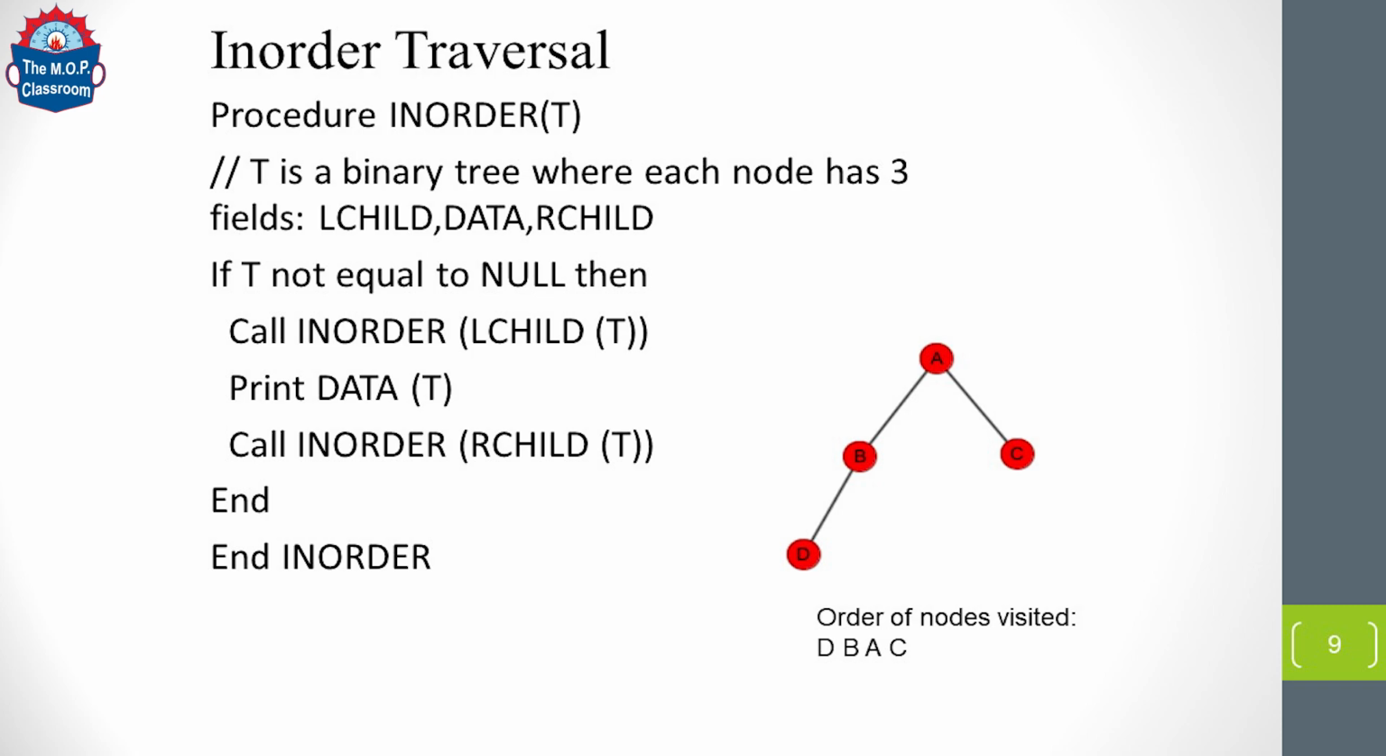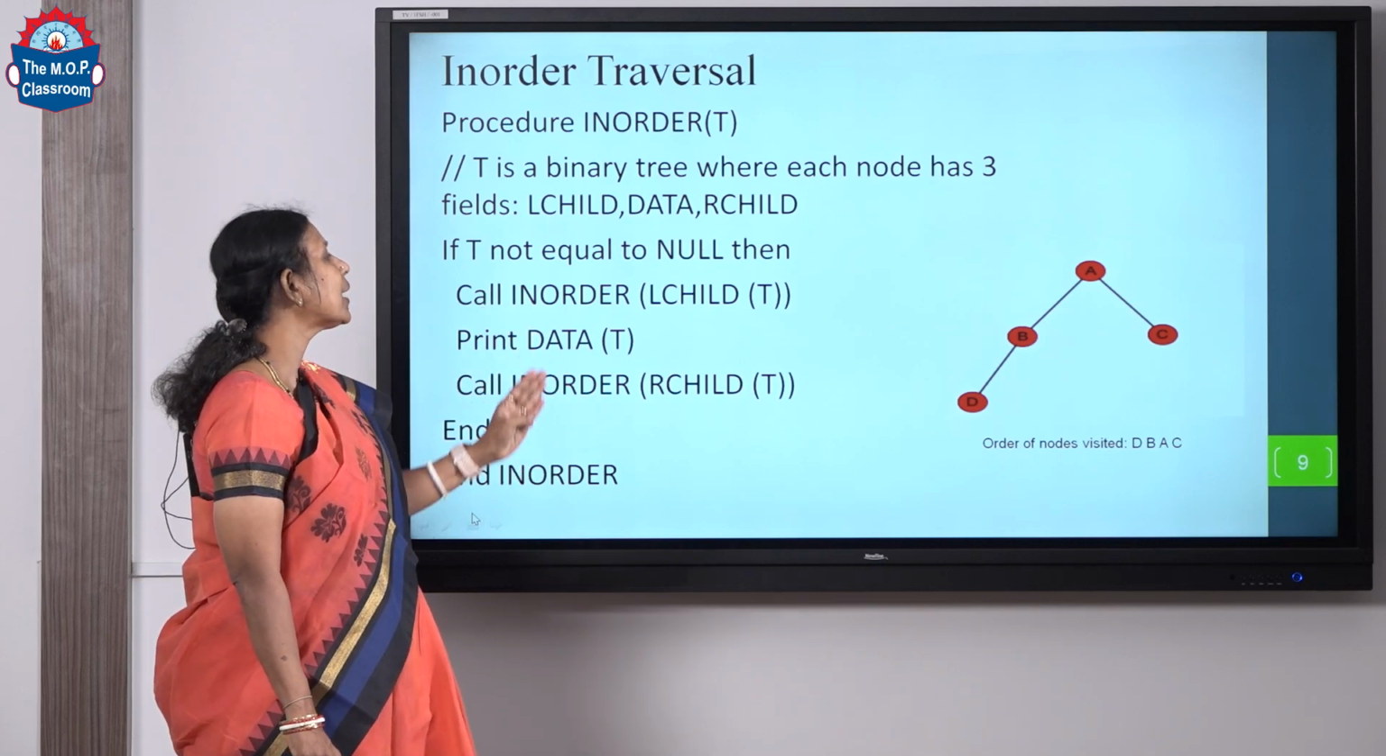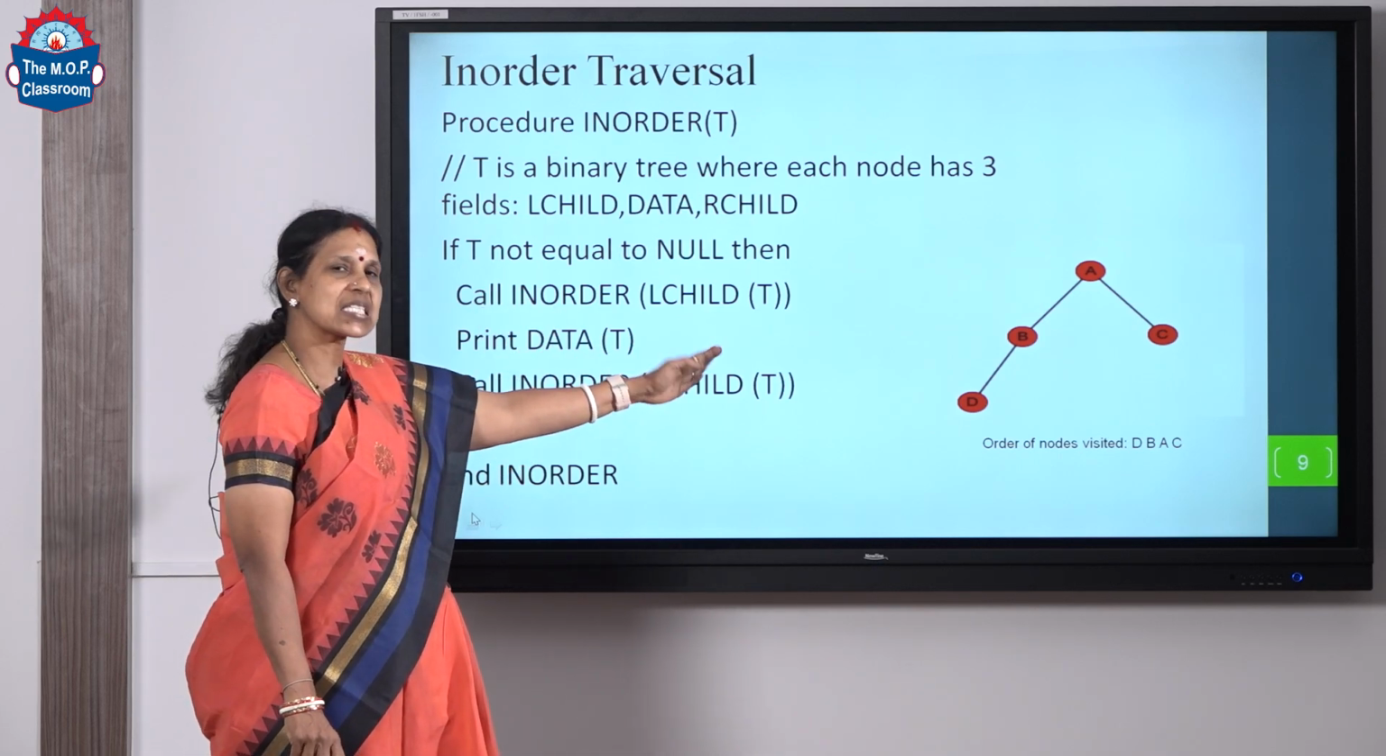Now, the data B will be visited. B doesn't have a right child, so now it will move on to A. Now the left of A is visited. Then A has the data, so A will be visited. It has the right child, so it will go to C. Now, C doesn't have a left child, so it will visit C. C doesn't have a right child, so with that the procedure ends. The order in which the nodes are visited will be D, B, A, C.